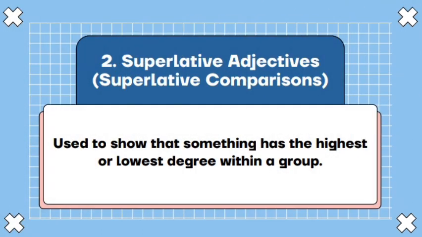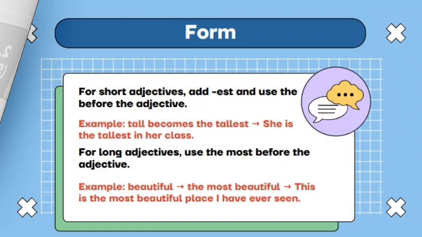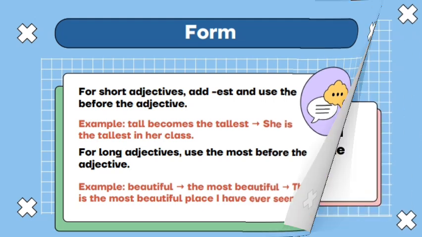Superlative adjective. Superlative adjective comparison is used to show that something has the highest or lowest degree within a group. The form for short adjectives: add -est and use the before the adjective. Example: tall becomes the tallest. She is the tallest in her class. For long adjectives, use the most before the adjective. Example: beautiful, the most beautiful. This is the most beautiful place I have ever seen.